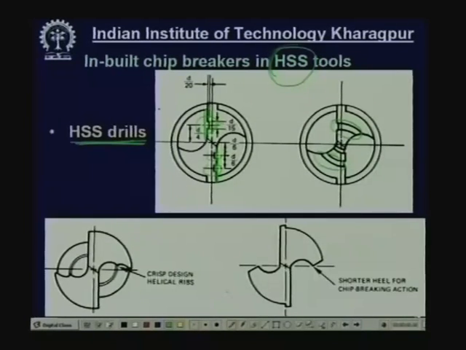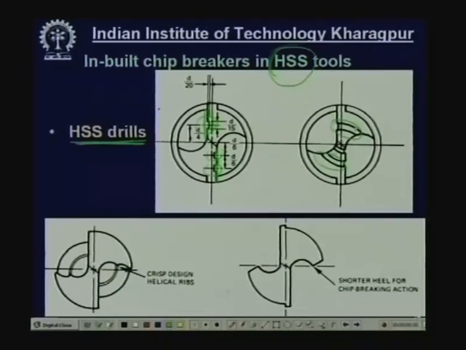Now, one thing you see is that these two chip breakers should be offset, because the material will not be removed by this cutting edge here, that will be removed by this portion. So, the grooves cut on the cutting edges should be offset, so that the entire material gets removed, and this is the chip breaking in high speed steel drills, either cut on the rake surface or on the flank surface.